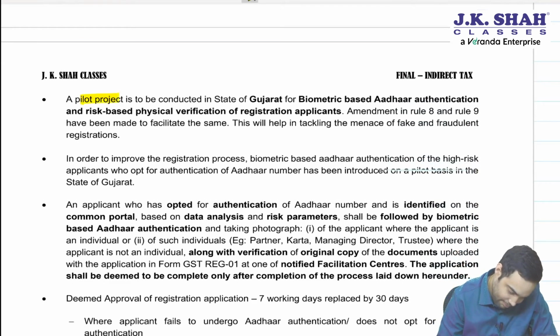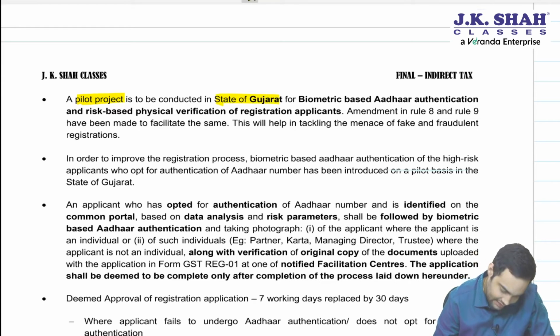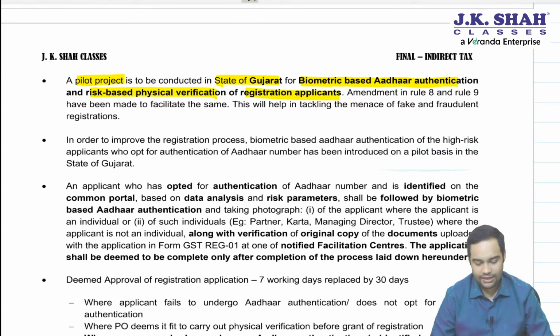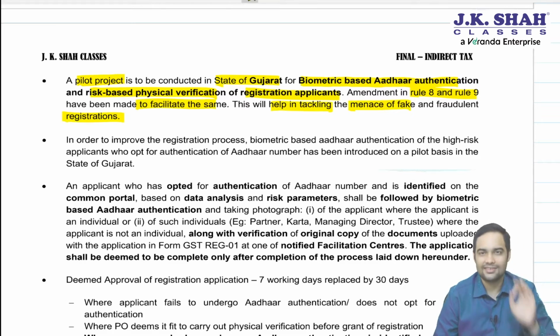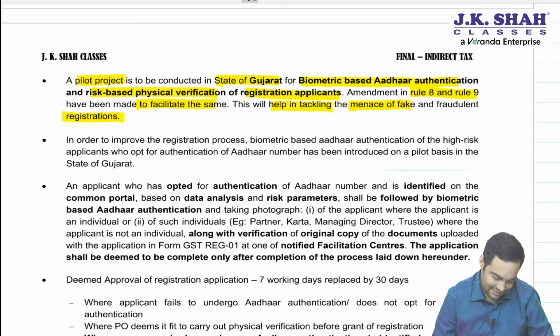Second point, a pilot project, on a test basis, started only in Gujarat. This is conducted in the state of Gujarat for biometric based Aadhaar authentication and risk based physical verification of registration applicants. Amendment to Rules 8 and 9 has been made to facilitate the same. This will help in tackling the menace of fake and fraudulent registration. This is to eliminate fake and fraudulent registrations.